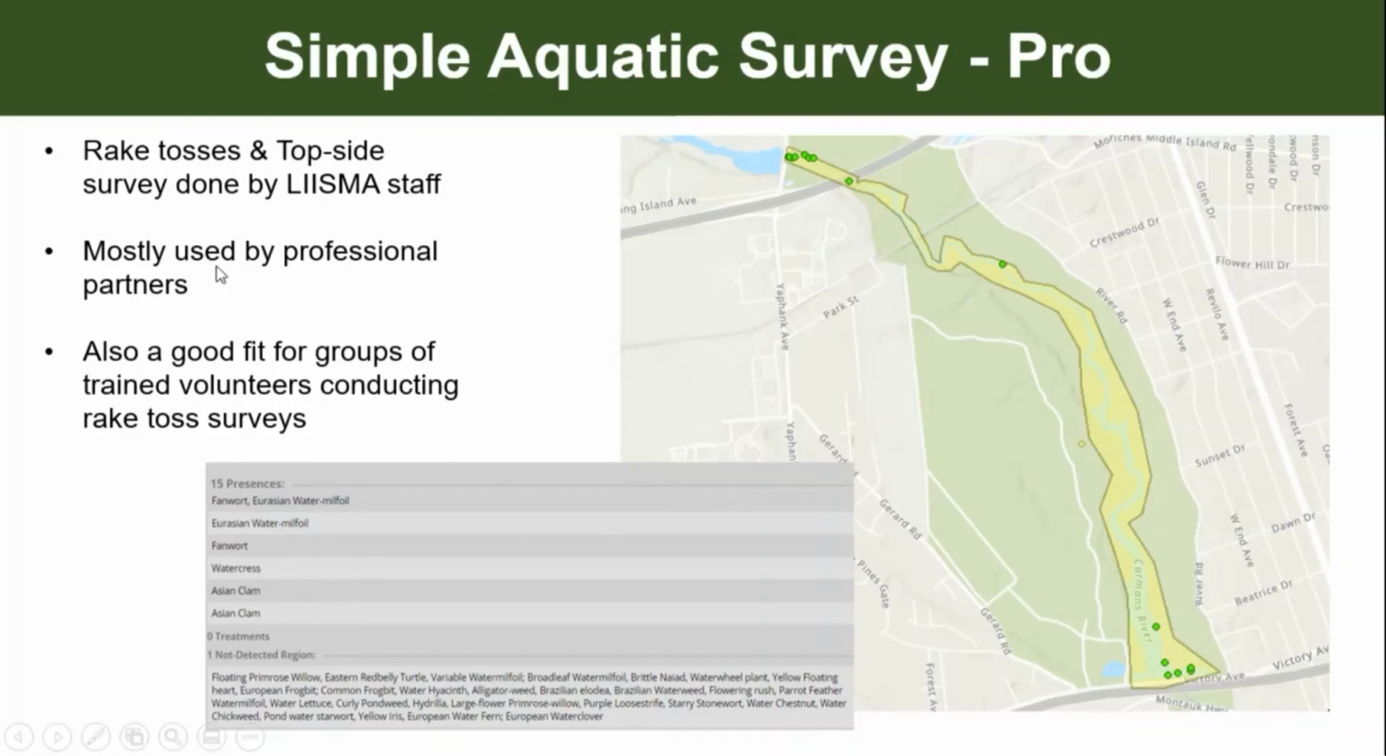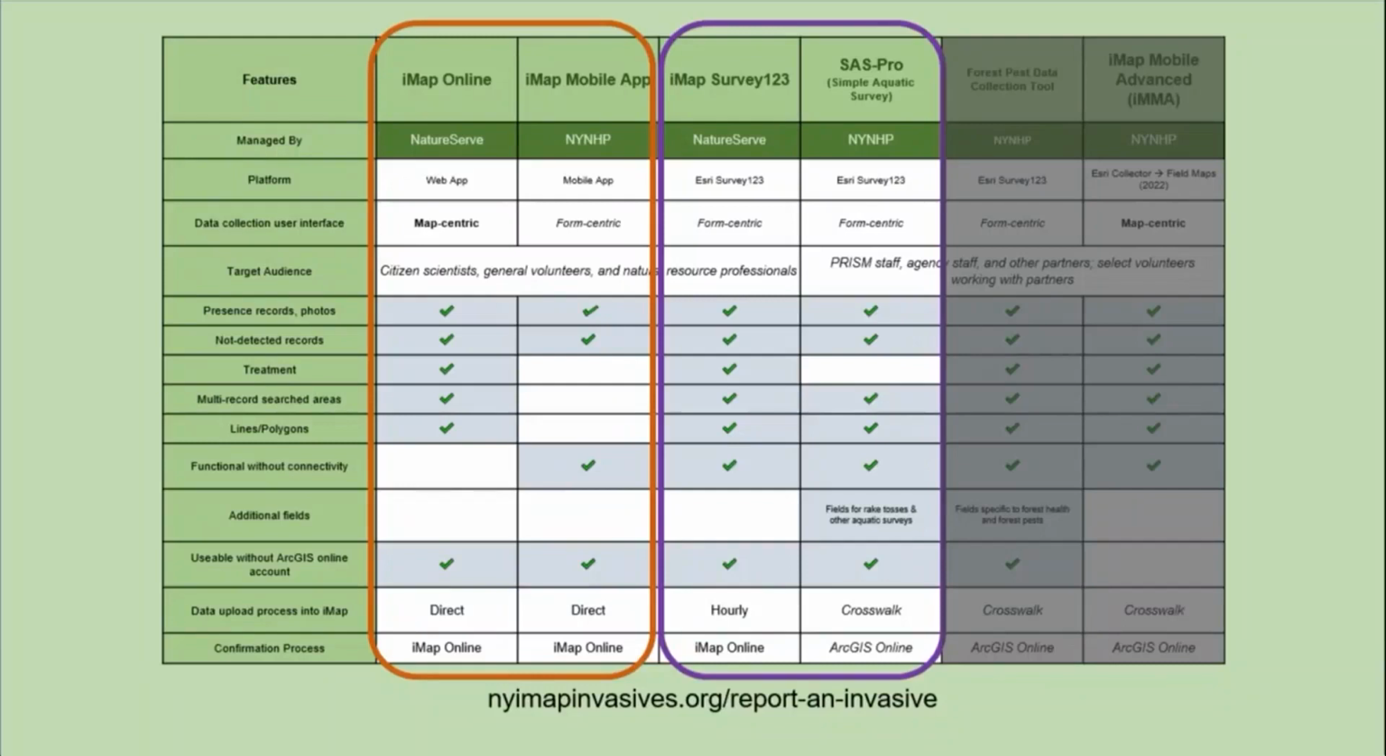So there's a lot of potential here, particularly by professionals, but it is also a good fit for trained volunteers conducting rake toss surveys. I know they've had success with volunteers using SAS-Pro in the Adirondacks, for example. So yeah, I just think there's a lot of potential for those two tools. I know I didn't give a complete training on either of them right now, so I will let you know where you can find more information.